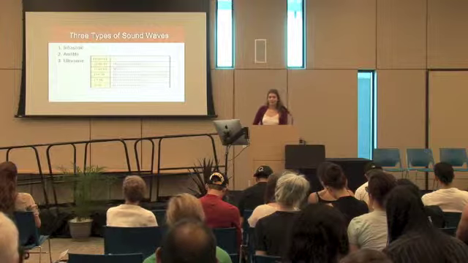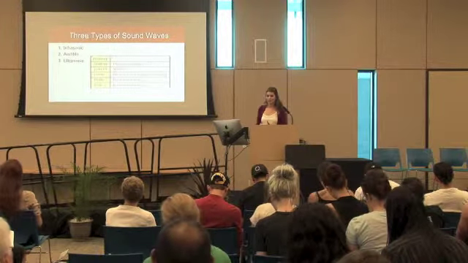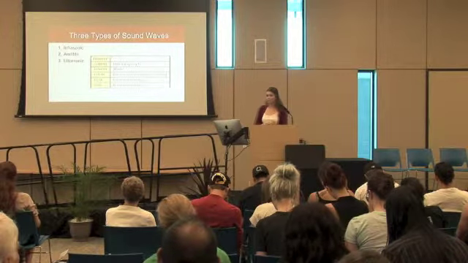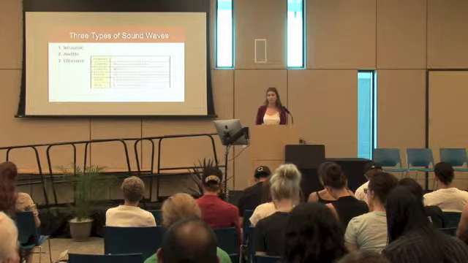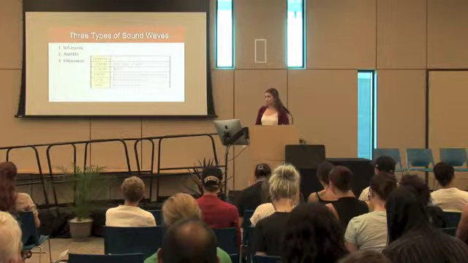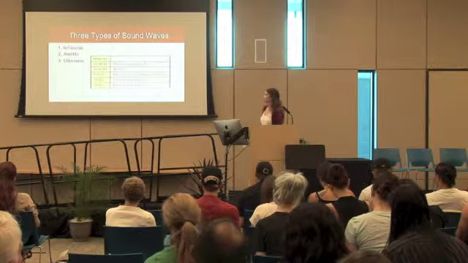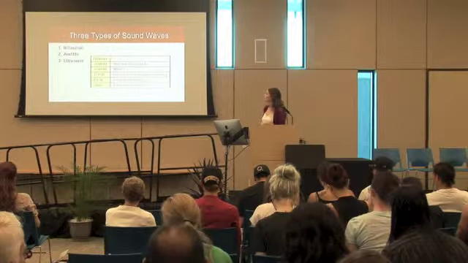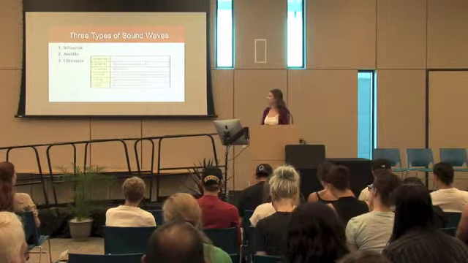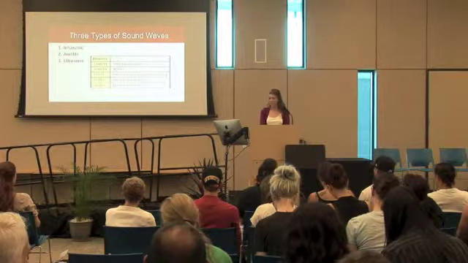So there's 3 types of sound waves. There's audible, which is what we can hear. So our range of hearing is 20 hertz to 20,000 hertz, and hertz is what frequency is measured in. And then there's infrasonic sound, which is below the human range of hearing, and that's anything below 20 hertz. And then there's ultrasonic, which is above our range of hearing, so above 20,000.